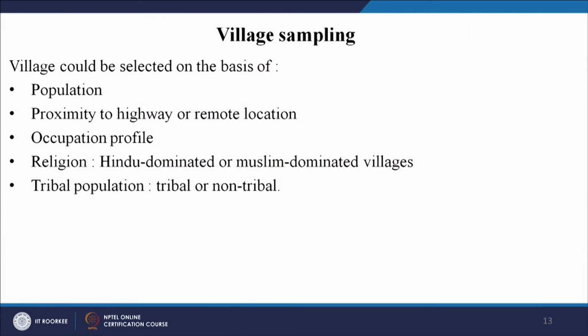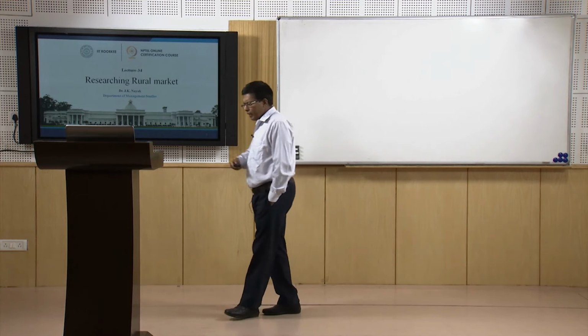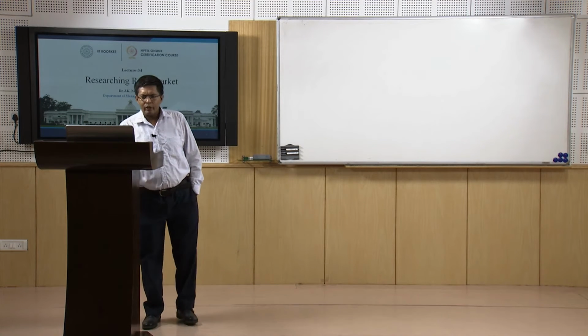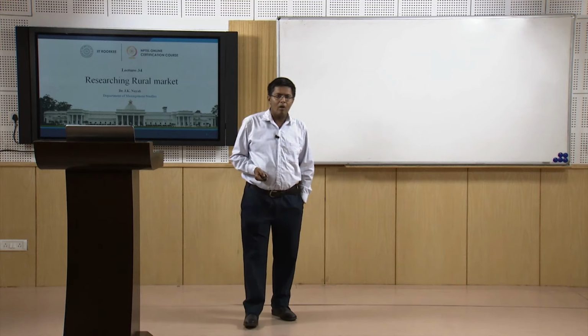Now, village sampling, for example area sampling and cluster sampling, we have already discussed. Because rural markets are scattered, small and dispersed, the researcher or marketer can think of making a cluster of villages a single unit. Villages could be selected on the basis of population, proximity or accessibility to highways, and occupation profile, that is, the main occupation of the people in that village. Religion works very importantly, at least in a country like India. So one has to be very clear, when you go to sell a product, whether religious sentiments would have an effect on it or not.